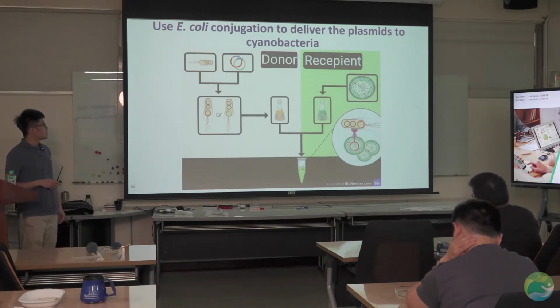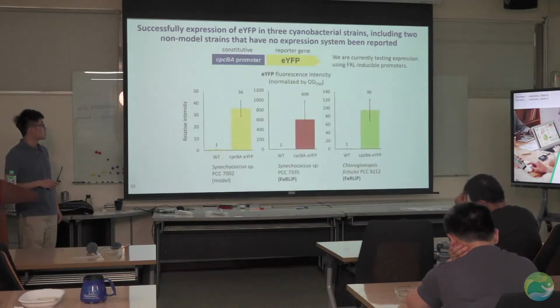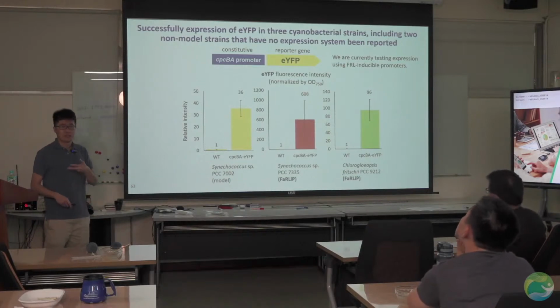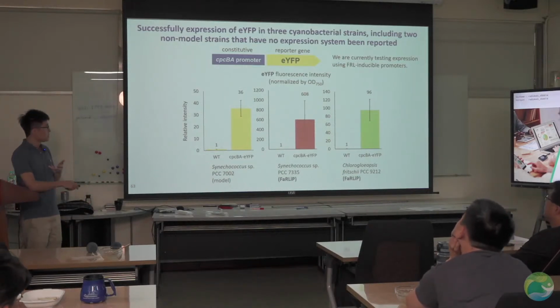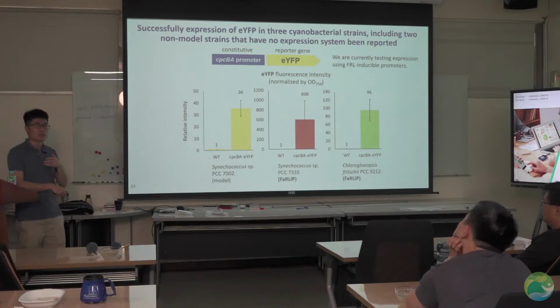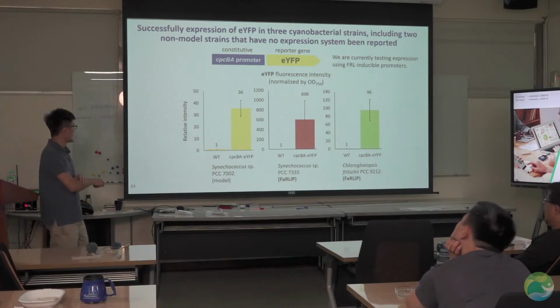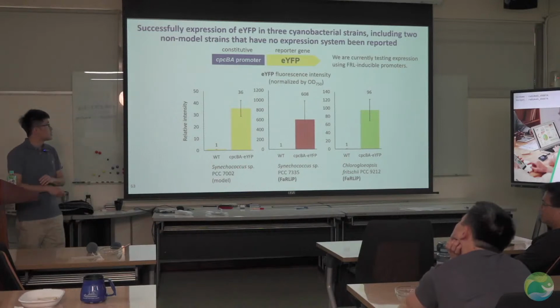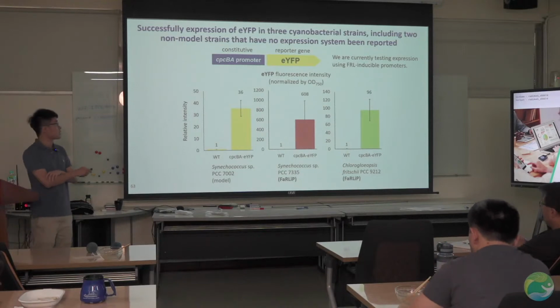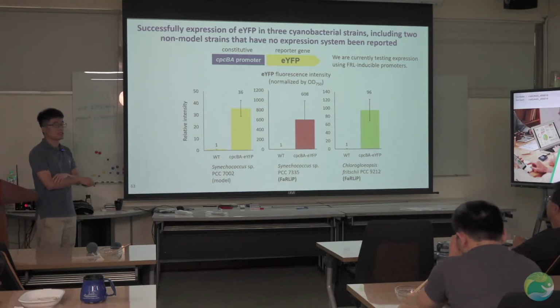And currently, the result has been successful so far, in that we can now do expression of genes in the 2 non-model cyanobacteria that we selected. This one is the model cyanobacteria, where people already know that we can do overexpression and genetics. But for these 2 strains, we are the first to use this technique to transfer genes inside these strains.